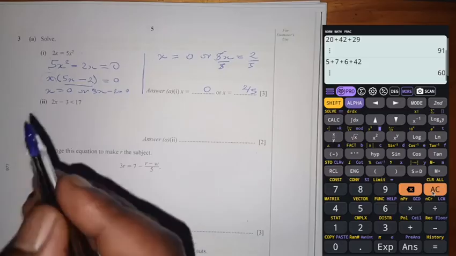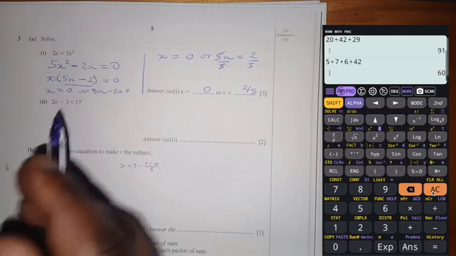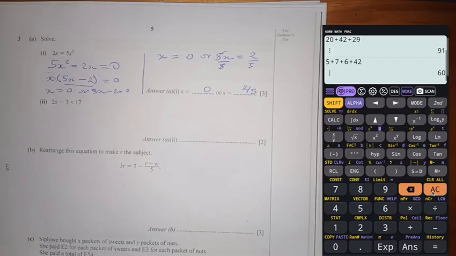This question, it's a linear inequality. So to solve a linear inequality, the variable must be on one side and then the constant on the other side.